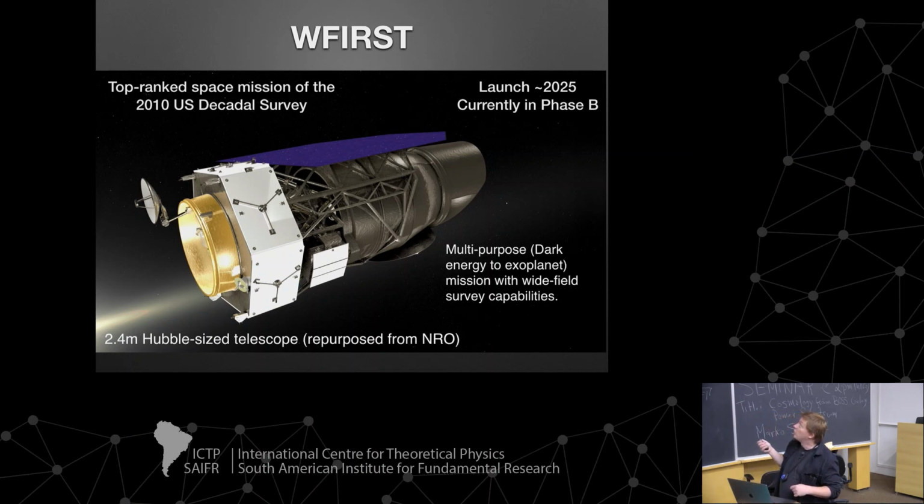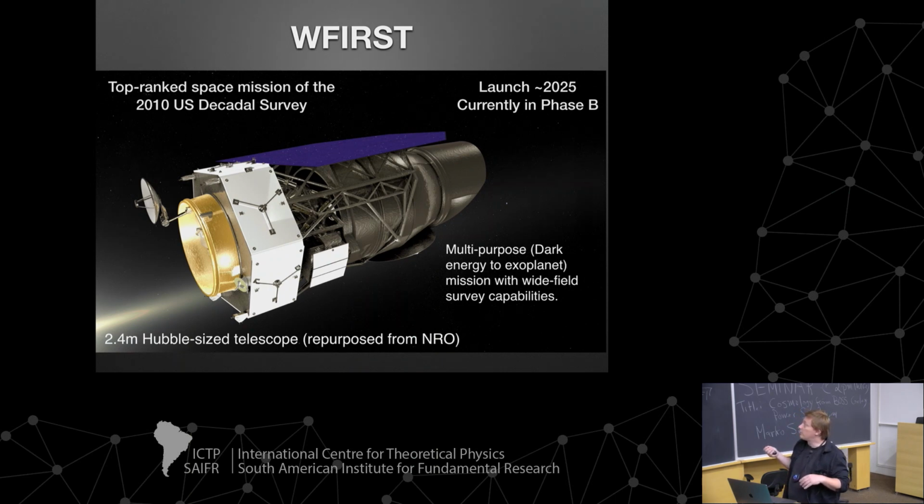Okay, so WFIRST is currently in phase B, but there is a design review coming up, and then it will enter phase C, and phase C is important because that's when a mission is considered becoming real, and NASA is kind of committed to actually doing it. So we're almost there. It's a 2.4 meter Hubble-sized mirror. So it is much larger, for example, than Euclid, twice as large.